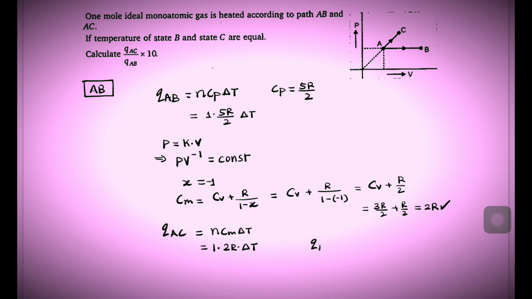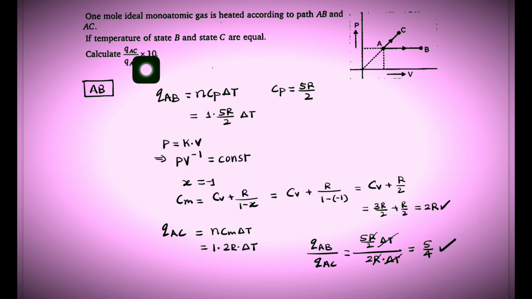Now we'll figure out the final Q_AB by Q_AC. It will be 5R by 2 delta T divided by 2R into delta T. Delta T cancels out, R cancels out. It will become 5 by 4. Okay. Now they are asking for the value of this multiplied by 10. But they are asking for Q_AC by Q_AB. So Q_AC by Q_AB into 10 will be just the reciprocal of this, 4 by 5 into 10, and that will be equal to 8. So that is the final answer.